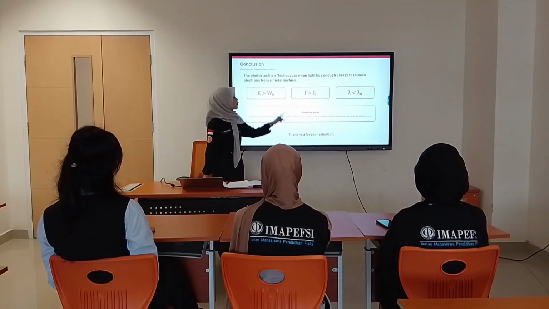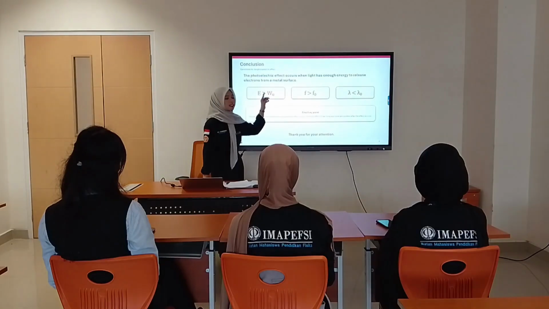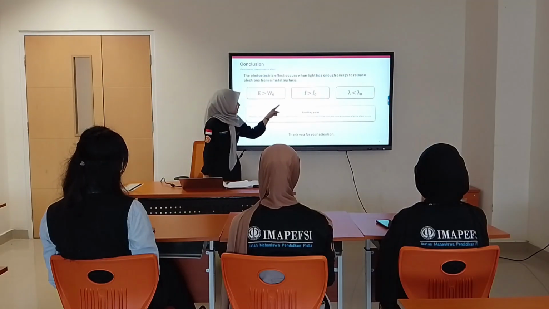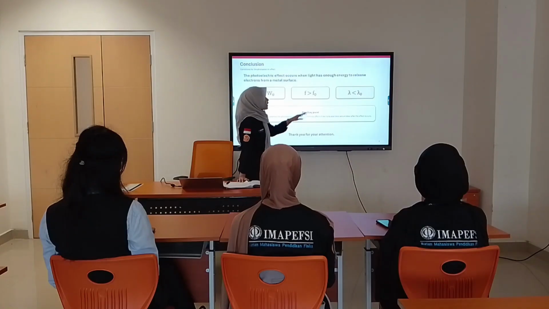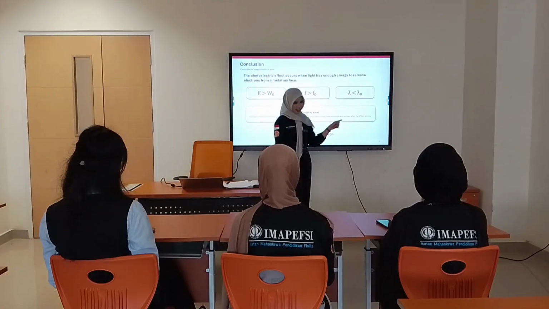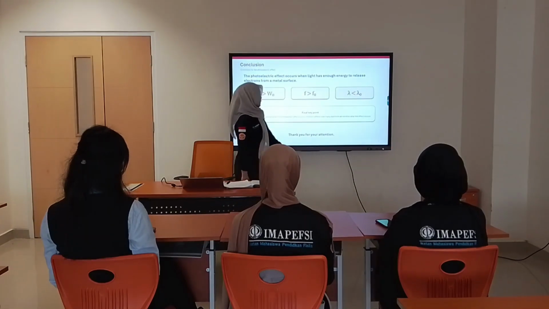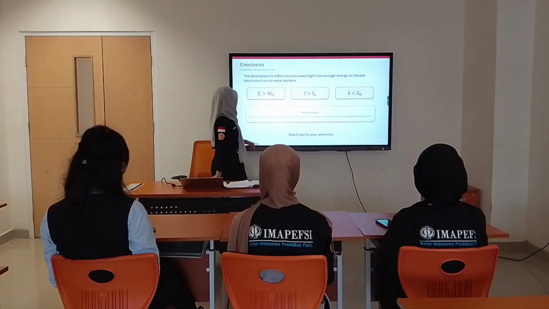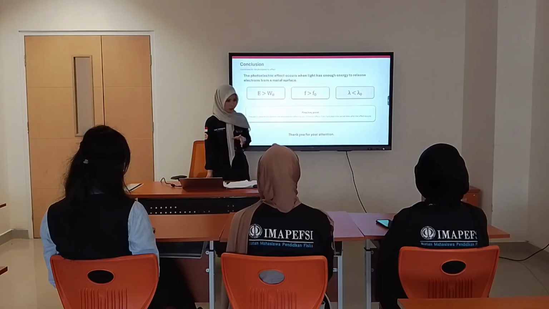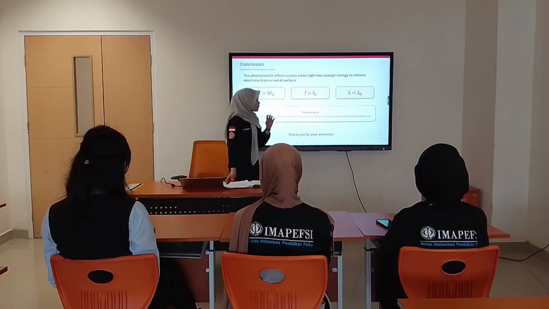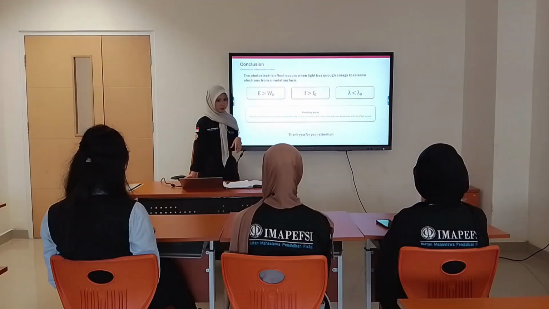And second, the frequency of the incoming light must be higher than the threshold frequency. And the last, wavelength. The wavelength of the incoming light must be shorter than the threshold wavelength. The final key point: frequency determines whether the photoelectric effect occurs. And the intensity affects how many electrons are emitted after the effect occurs.